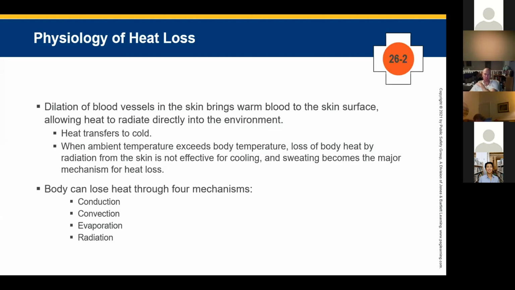You want me to pass on it till someone comes up with an answer? The loss of heat through infrared rays. Okay. Give me an example. You're sitting in the shade and you cool off. Okay. All right. Excellent.